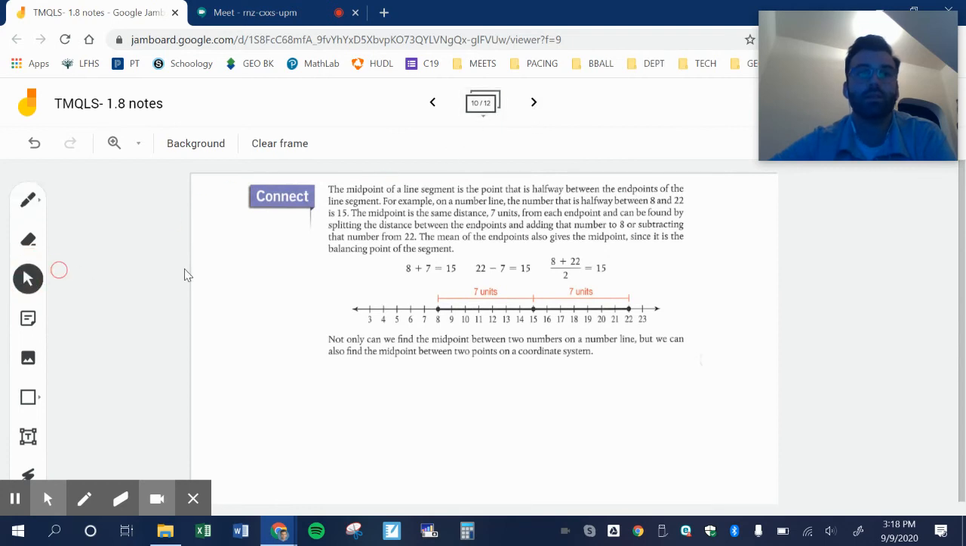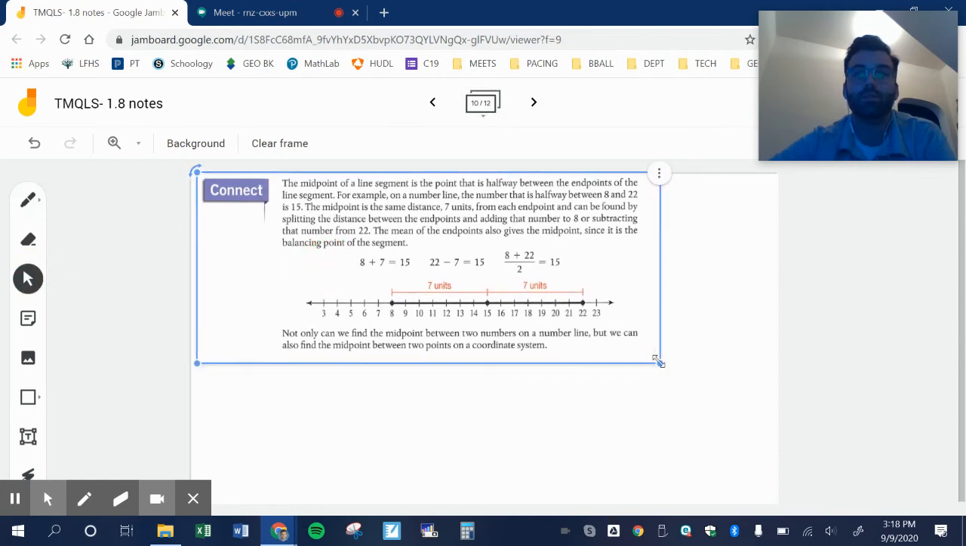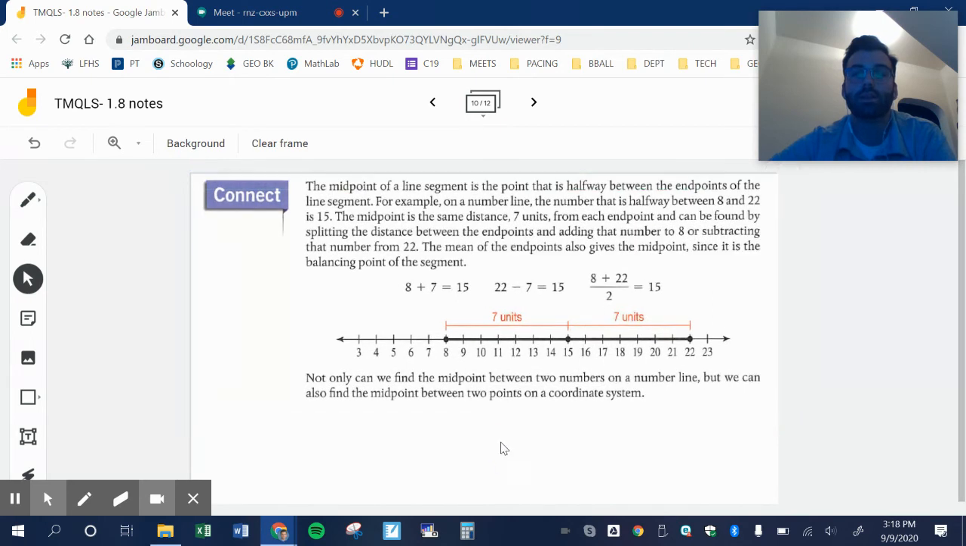All right, so we're talking about average, we're talking about middle, connection to geometry here, the midpoint of a segment. So the midpoint of a segment is technically an average of 2 numbers. So if I know that I have 8 and 22, well, if I want to find the middle, I would add those 2 together and divide by 2 to get 15, and that would be in the middle. Okay, so we're throwing it back in geometry here.